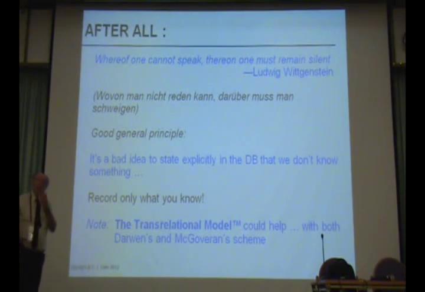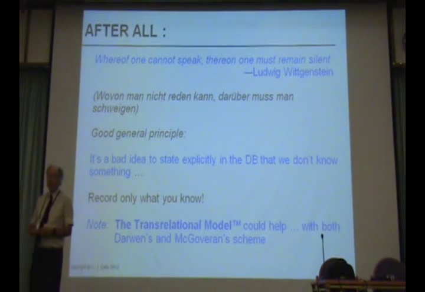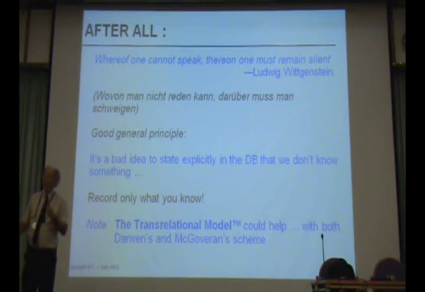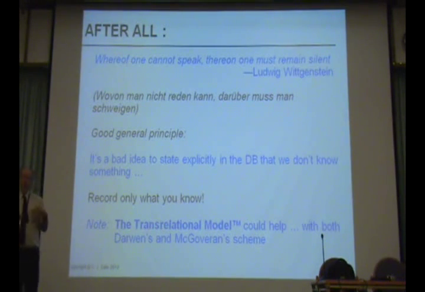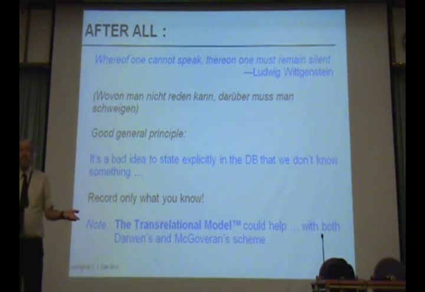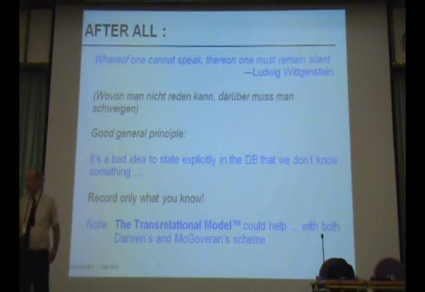You see, one of the wonderful things that Wittgenstein said, we all know this one, whereof one cannot speak, thereof one must remain silent. What good advice. And by the way, not just in databases, I wish people would take this one to heart. Anyway, it's always seemed very strange to me that you put these null things into the database, which basically mean, I don't know what I'm talking about. You're advertising the fact that you're ignorant. It always seemed a funny thing to do. Record only what you know. It's a bad idea to say explicitly that you don't know something. Record only what you know.